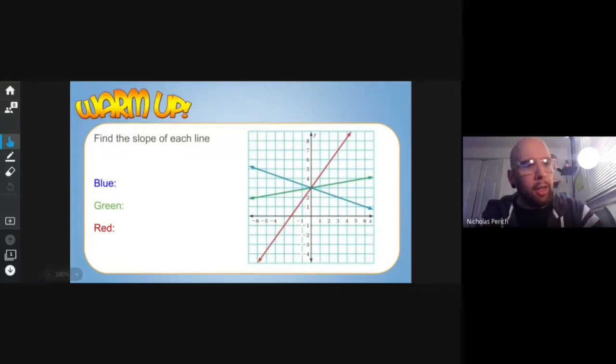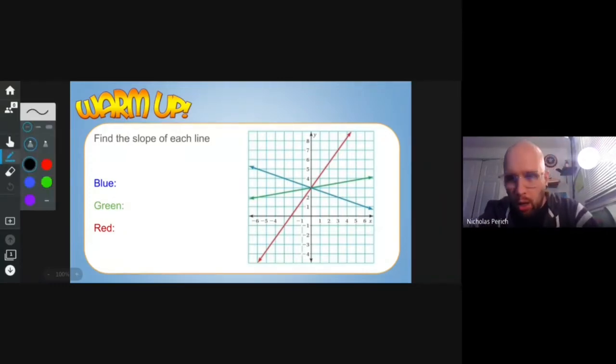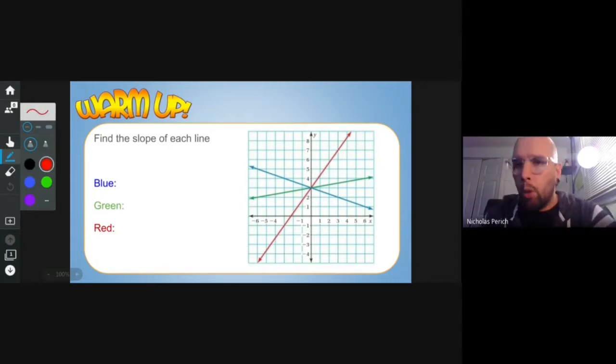Find the slope of each line. Here I go, I'm finding the slope. I have all these colors, so why don't I use them? Let's go in order and start out with the blue line.